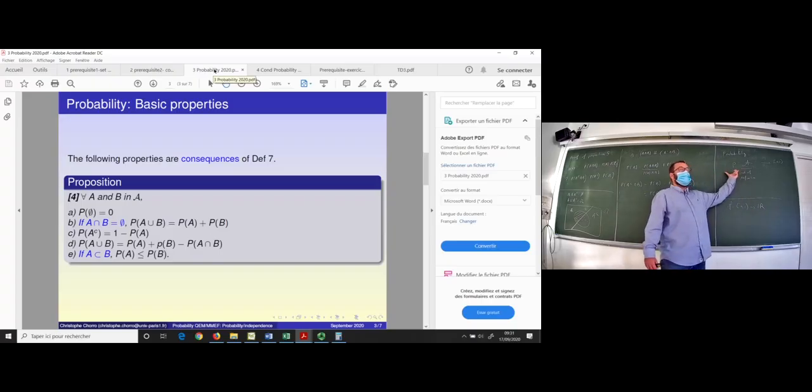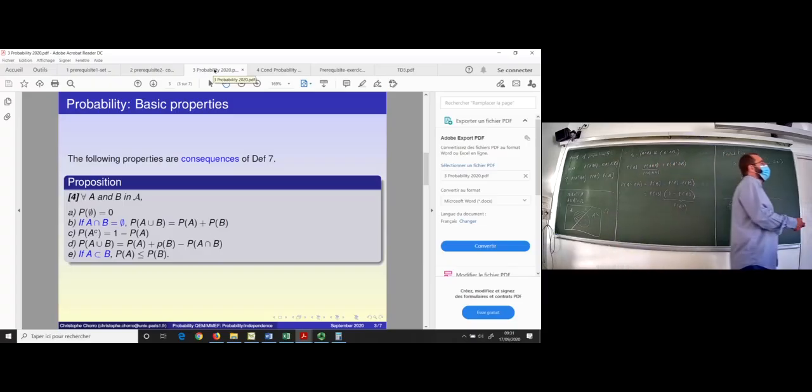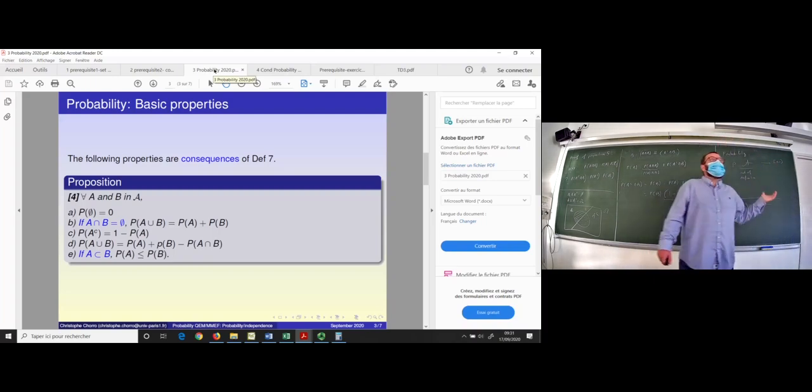A probability is a mapping, so I have exactly the same problem. But here, I said nothing about it, except that I suppose that A and B are in the domain. So it means that I can compute P of A and P of B, and I have consequences, meaning that I can compute P of empty set, why? I can compute P of A union B, why? Is A union B in the set of definition?